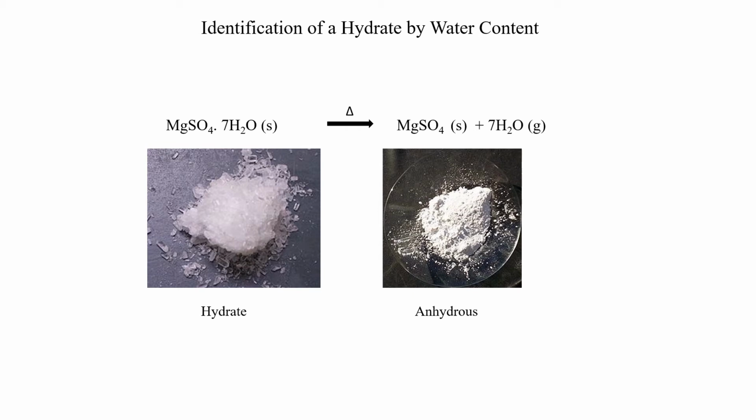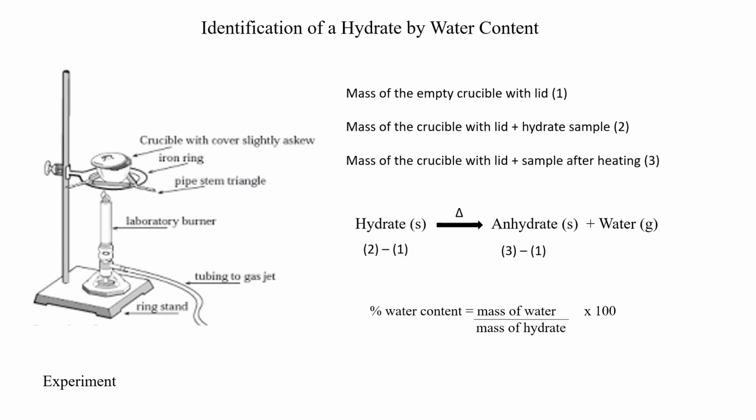You can actually see a very clear difference between the physical states. I mean, the physical state is the same, but the anhydrous is more powdered and the hydrate is much more crystalline. As a result, the experiment is basically telling us to find out the water content by just measuring the mass of the hydrate, heating it, and measuring the mass of the anhydrate. This is what the experiment is going to accomplish.